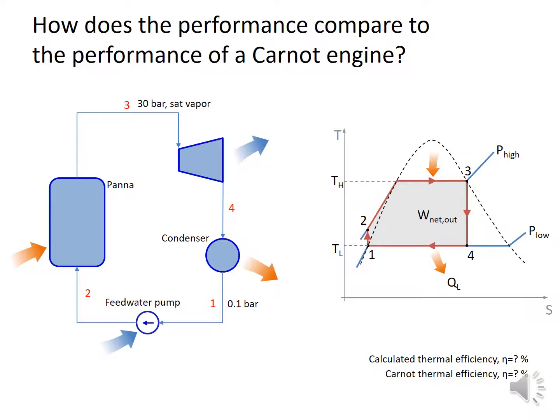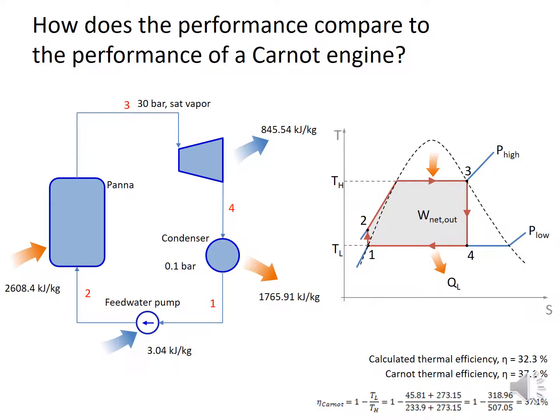But let's look at the figure here. Here is also the efficiency of the Carnot engine. We see here that the calculated efficiency is 32.3%, which is the thermal efficiency of the cycle. If we were able to use a Carnot engine, we would instead get 37.1%. And I just want to give you some of the boundary values here: in the condenser we have 0.1 bar, and 1 bar is 100 kilopascal or 0.1 megapascal.